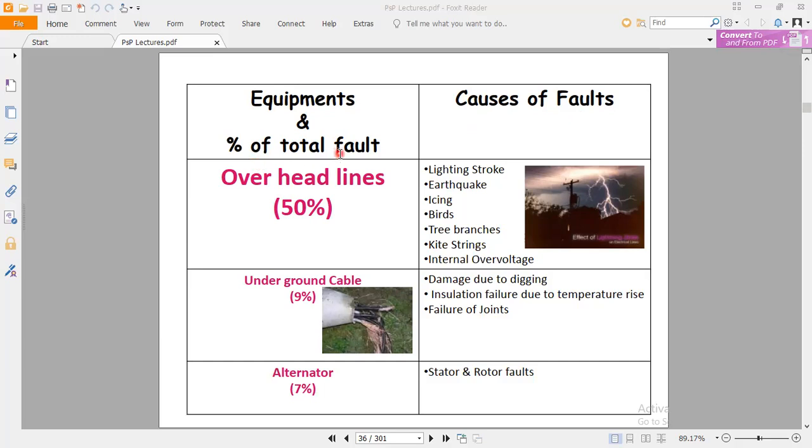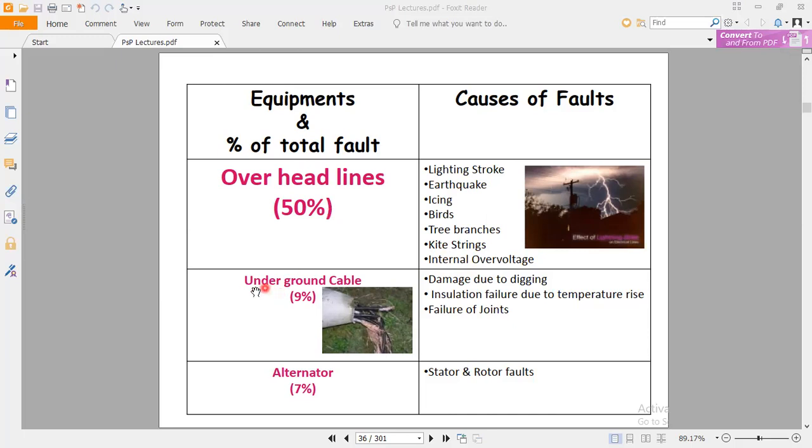Equipment and percentage of the total faults: overhead lines, where fault occurrence would be 50%, as we already discussed in the previous statistics. The causes of faults on overhead lines are lightning strokes, earthquakes, icing, birds, branches, which are the most essential fault occurrence causes, kite strikings, further internal over voltage. All these parameters are the causes of the 50% overhead line faults.